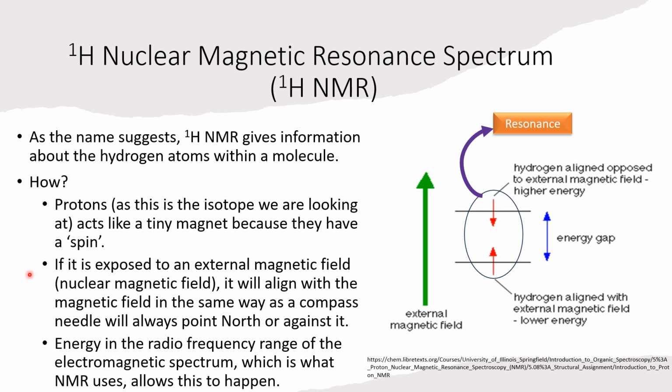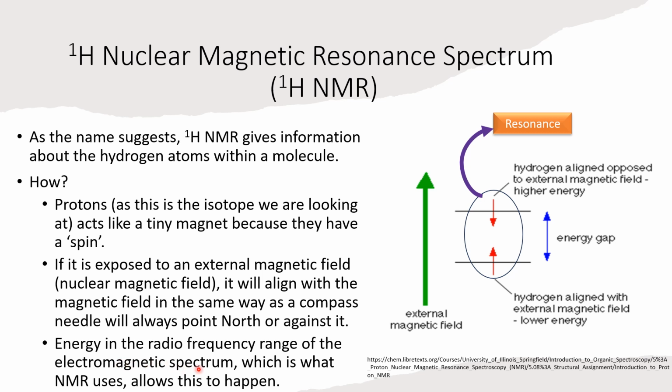So if it is exposed to an external magnetic field, which is basically what we're using here, it will align with the magnetic field, the same way as a compass needle will always point north, or against it. So here you can see that the hydrogen is aligned with the magnetic field. This is a lower energy, or it can be aligned opposed to the magnetic field, which means that it's got a higher energy. You can see here's my energy levels. So the more energy I require to change the resonance or to flip the actual spin means it's going to be at a higher energy level, okay?